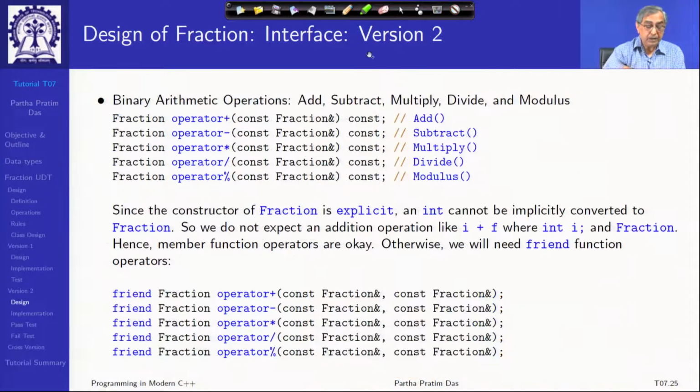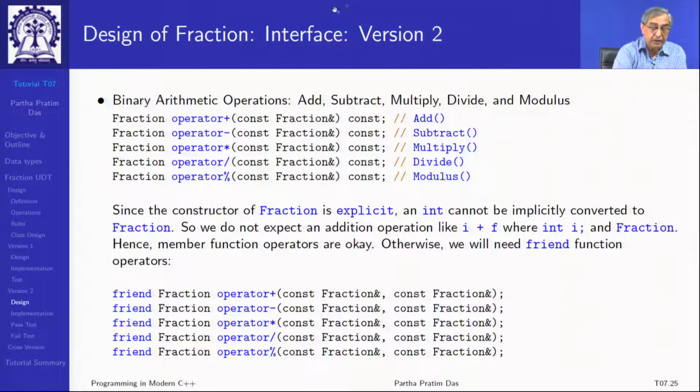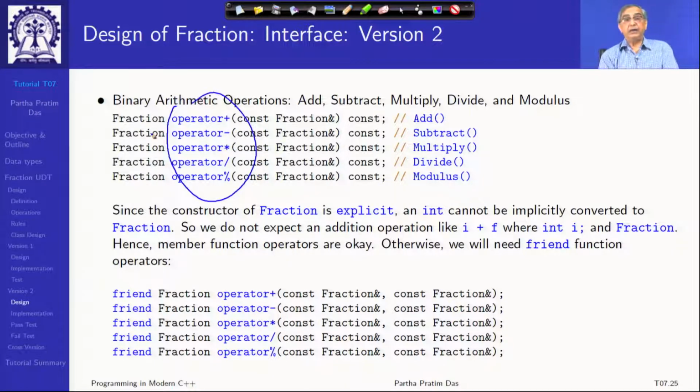But what is more interesting is you can have all your addition, subtraction, all these operations now written in terms of operators. And just to remind you on whether they should be member functions or friend functions, just recall that the shortcoming of being a member function is that the first operand has to be a fraction type.